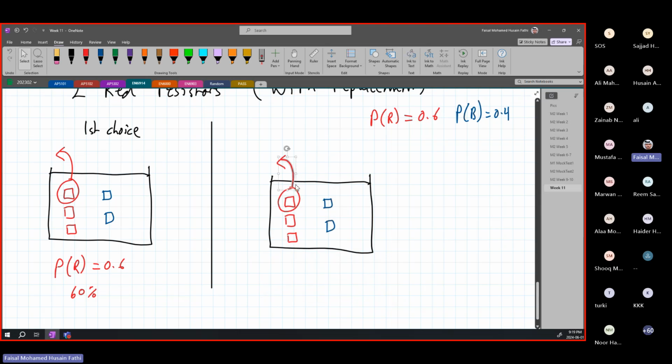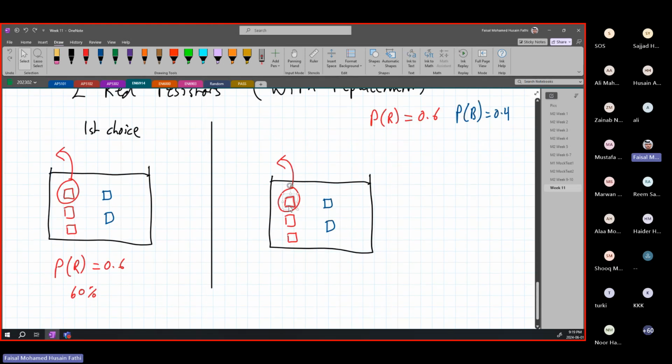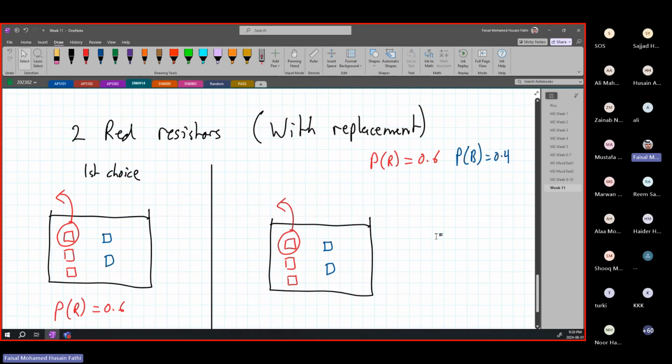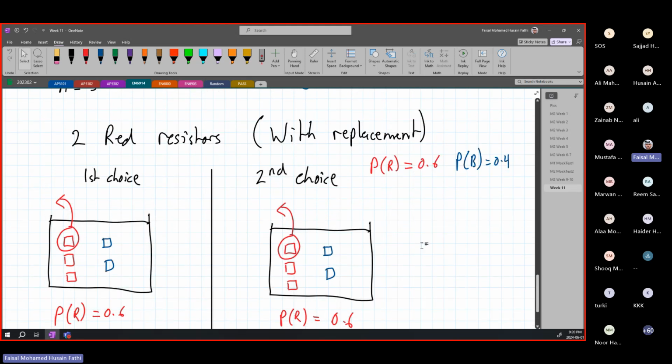We removed this resistor, but we said with replacement. What does this mean? It means that this resistor that we removed, we have put it back inside the box again. And this is what is meant by with replacement. So now our second choice, again, our probability did not change. So we have 3 red resistors a total of 5 resistors, so the probability is the same probability we calculated earlier, which is 60%.